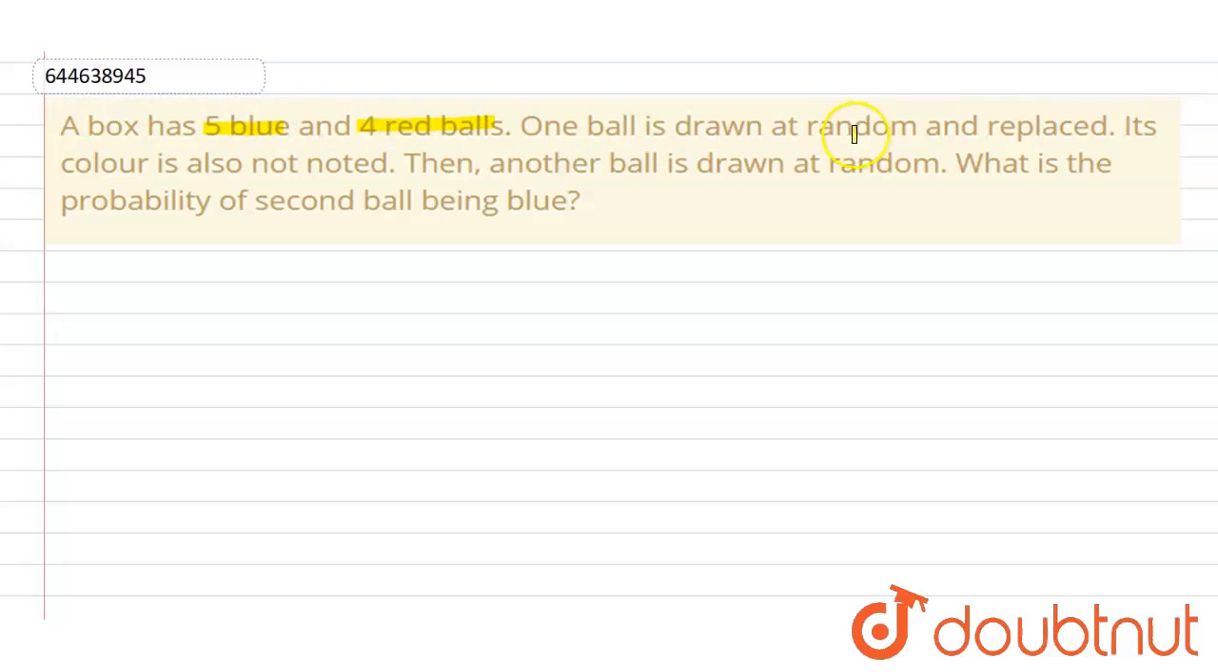A box has 5 blue and 4 red balls. One ball is drawn at random and replaced. This is important. Its color is also not noted. Then another ball is drawn at random. What is the probability of the second ball being blue?